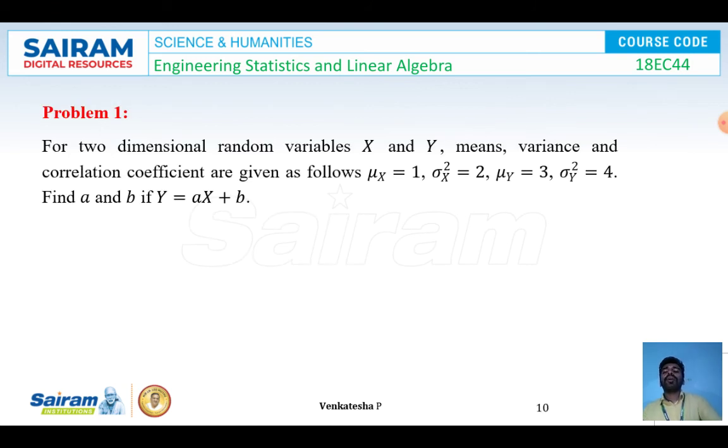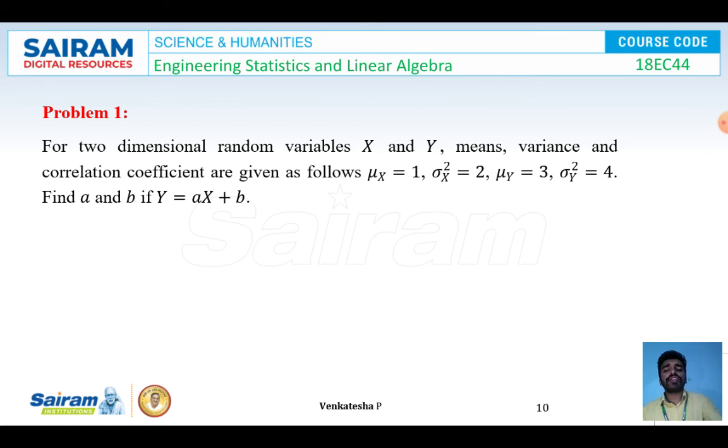Problem number 1. For the two-dimensional random variables x and y, the mean, variance and correlation coefficient are given by mu x is equal to 1, sigma x square is equal to 2, mu y is equal to 3, sigma y square is equal to 4. So find the constants a and b if y is equal to ax plus b.